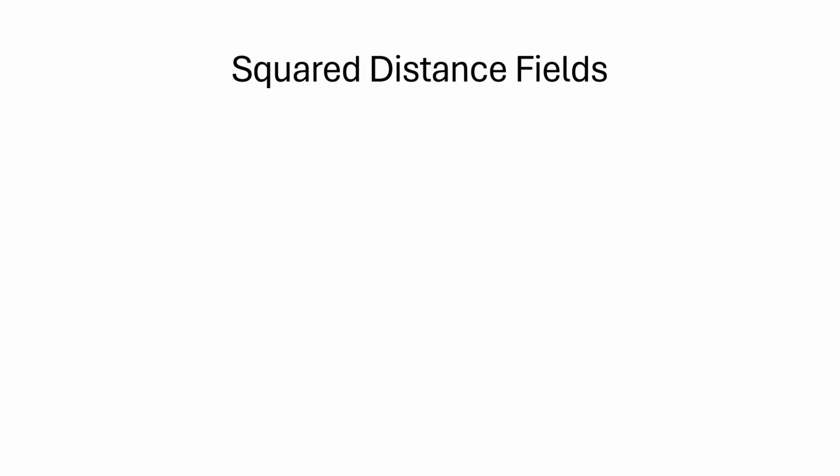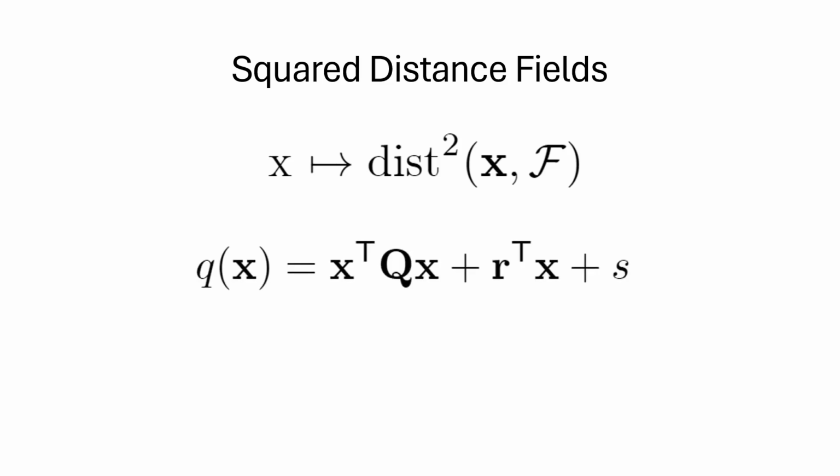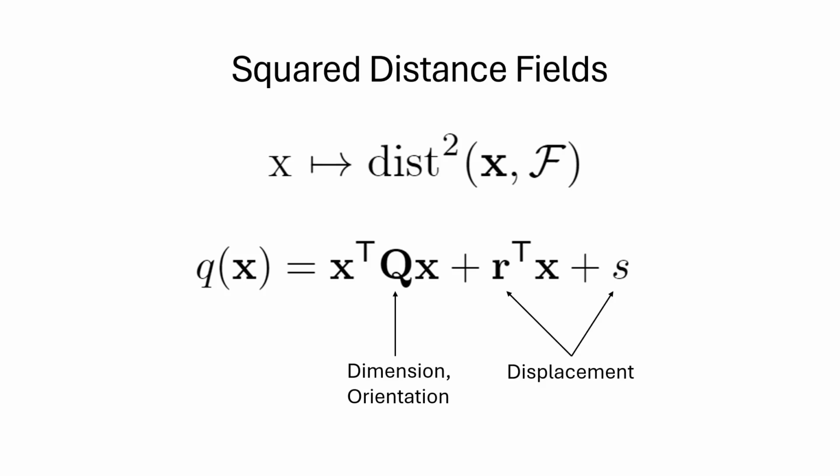Our approach is based on representing flats as squared distance fields, a scalar field that maps every point in space to its squared orthogonal distance to the flat. As it is a quadratic polynomial, it can be represented with a symmetric matrix containing the quadratic terms, a vector containing the linear terms, and a scalar. The matrix encodes the dimension and orientation of the flat, while the vector and scalar encode its displacement from the origin. As the scalar can be directly computed from the vector, we represent every flat by a matrix vector pair.